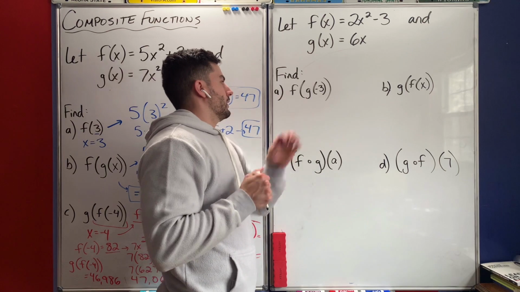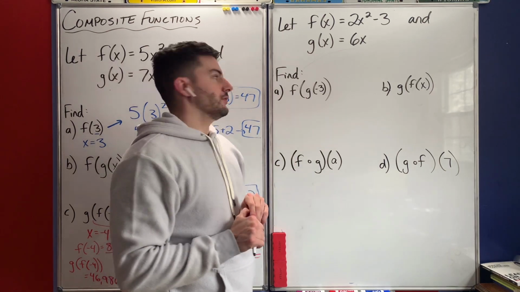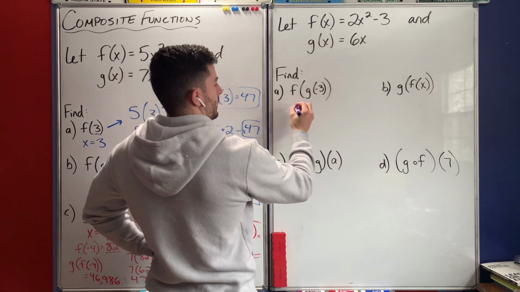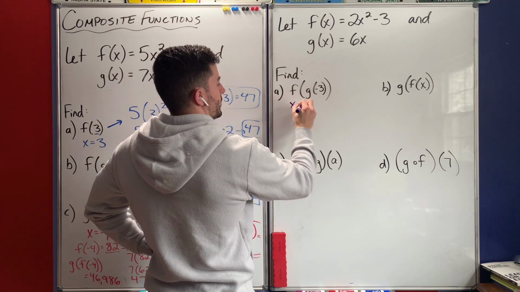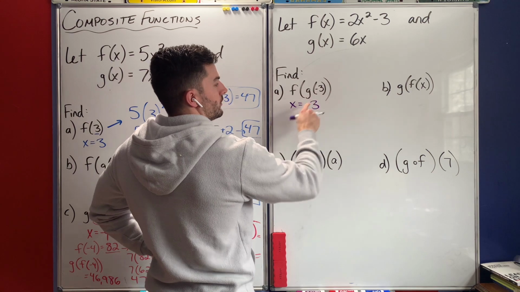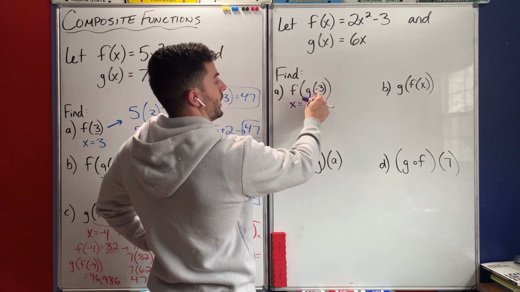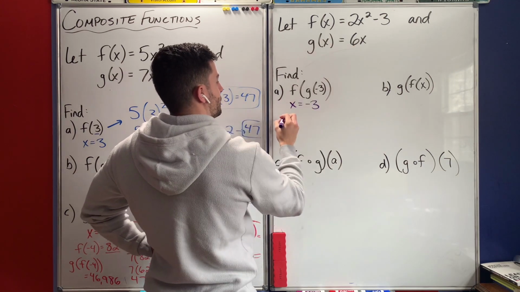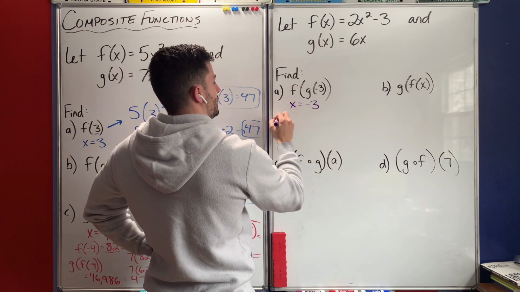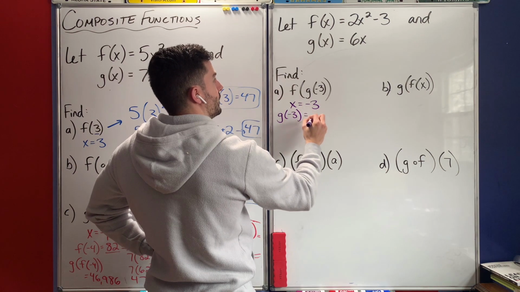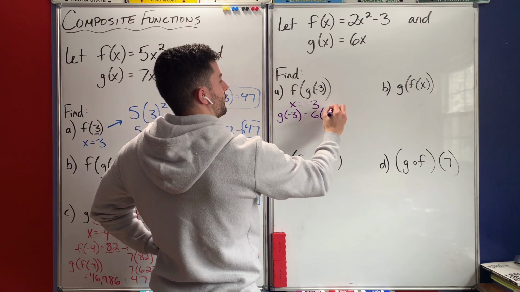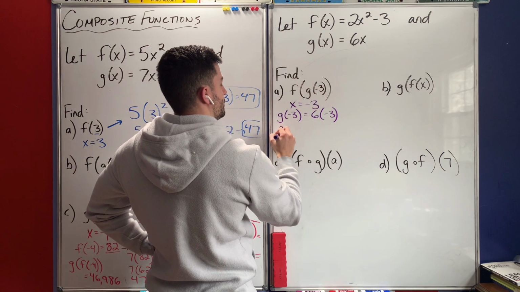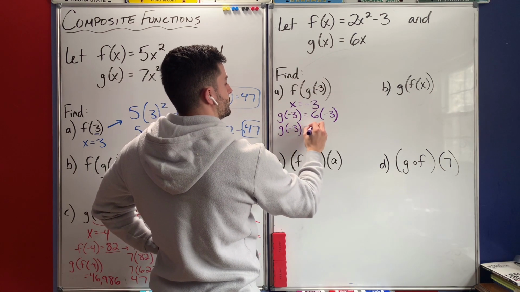So looking at letter A here, f of g of negative 3, again, working inside out. So what do we see? We see negative 3. Initially, we're going to replace x with negative 3 in the g equation. And look at the g equation, nice and simple for you here. So g of negative 3 would equal 6 times negative 3, just replacing the x with the negative 3. And so I could say g of negative 3 equals negative 18.